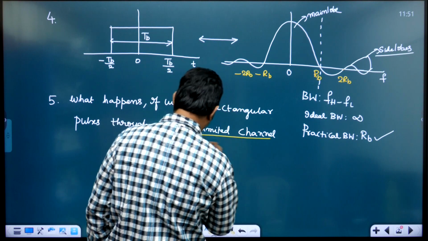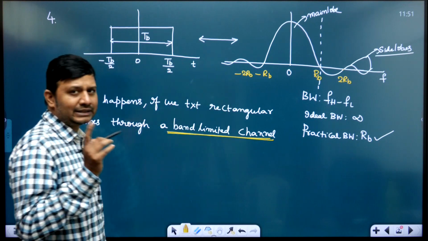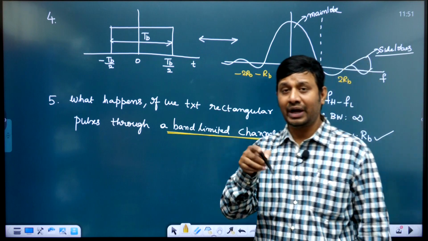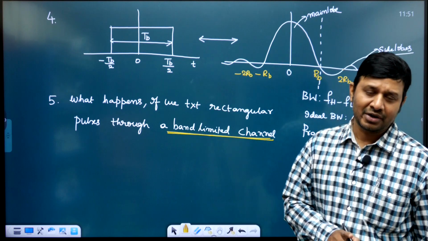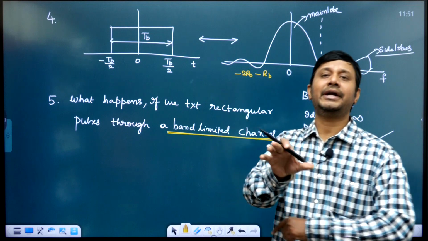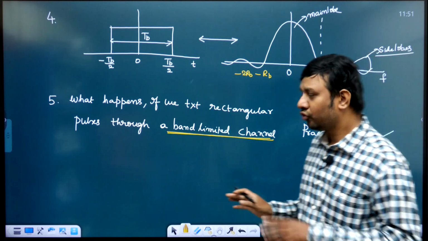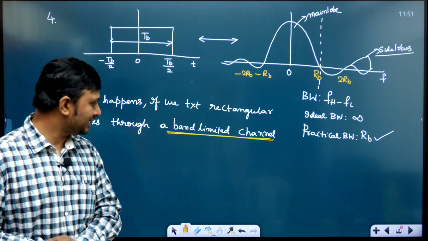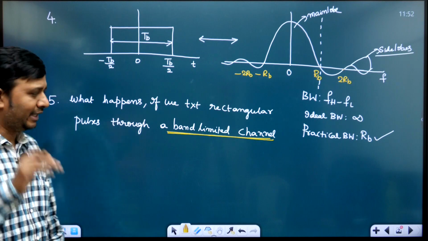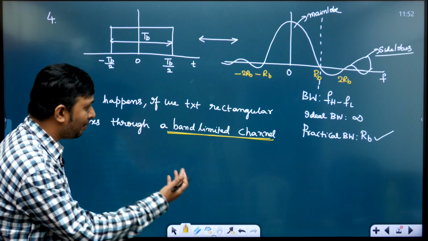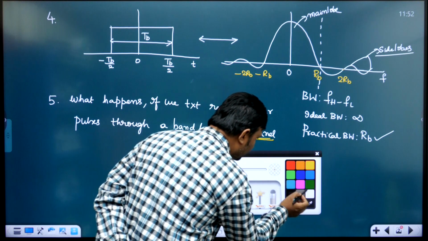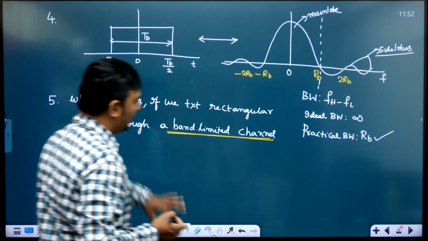Because remember, my dear students, all practical channels are band limited, and we are not going to have a channel with infinite bandwidth. For whatever channel you take, like fiber optic cable, the bandwidth will be in gigahertz. That is also limited bandwidth. So we are not going to have infinite bandwidth channels. Now what happens if you transmit rectangular pulses through a band limited channel? We must observe, right? And all practical channels are band limited. I'll show it in the next slide.